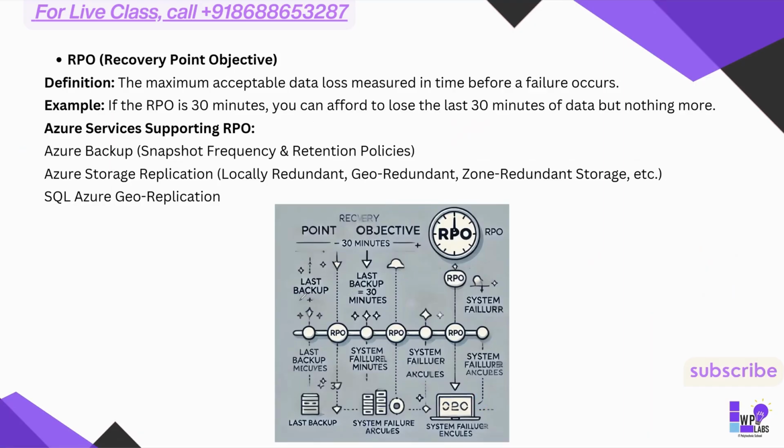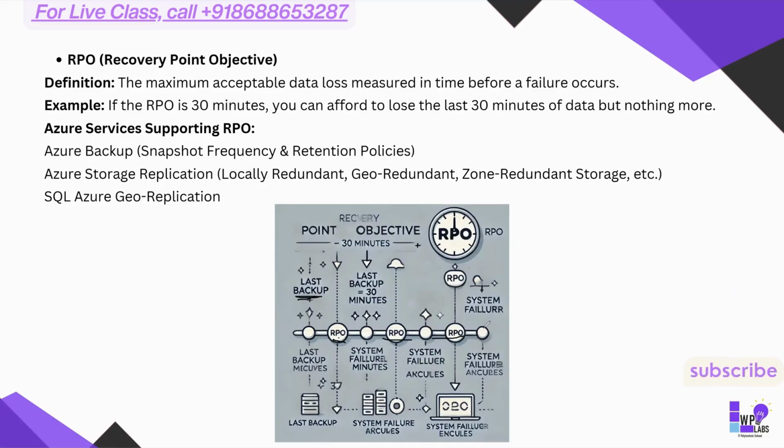On the left side, we have here last backup. This is the last successful backup taken before the failure. Any data after this point will be at risk of being lost. Then we have RPO in the middle. This represents the maximum acceptable data loss in case of failure. If the RPO is 30 minutes, any data that is generated after the last backup within those 30 minutes can be lost.